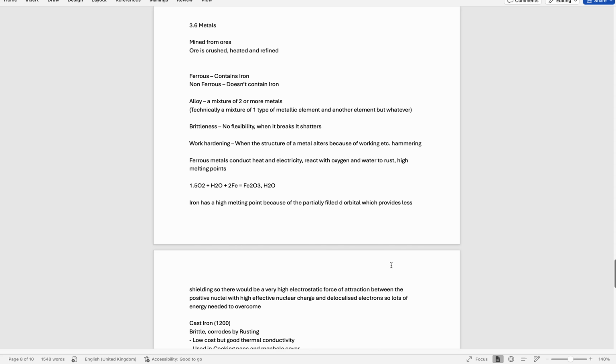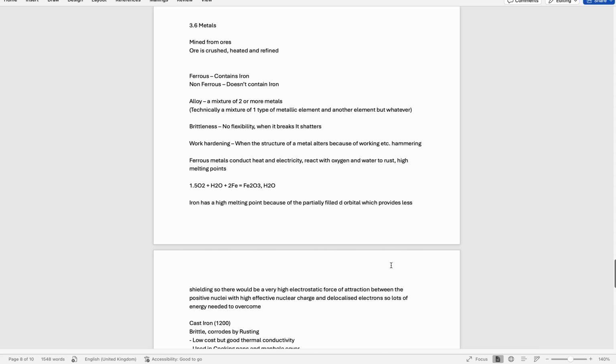And work hardening is when the structure of a metal alters because of working, like the layers could be a bit distorted, so it just changed the structure completely. Ferrous metals conduct heat and electricity because of the delocalized electrons. It reacts with oxygen and water to rust.